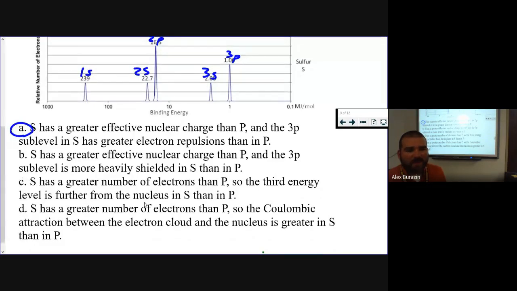Last but not least, sulfur has a greater number of electrons than phosphorus. Yep, so far so good, that's true. So the Coulombic attraction between the electron cloud and the nucleus is greater in sulfur than in phosphorus. All right, so this one is kind of a mess. And it's talking about how more electrons equals greater attraction. It's not perfect. Really, it's the number of protons in this instance that are going to dictate that. Again, we'll come back to these sorts of topics in the next couple of days. This question maybe would have been better to ask you guys probably on Friday than it was today. So I apologize for that, but too late now.